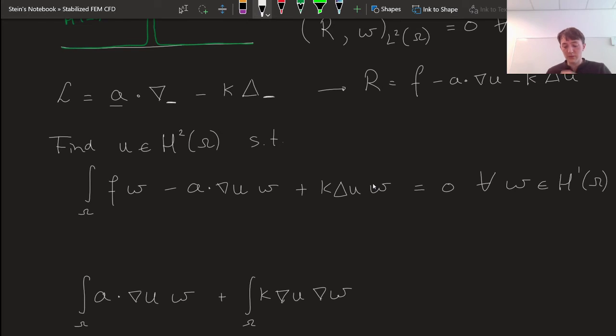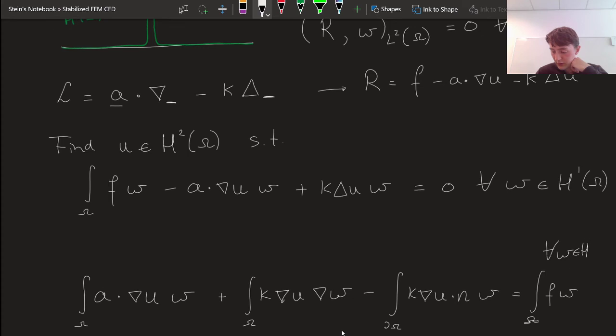I've done integration by parts. This is the kind of derivation that I hope all of you are familiar with. If you're not, then you should really look into that, because I'm not going to go into too much depth of how I go from the statement above to the one below. But I still need one more term for that. It's equal to the integral over the boundary of kappa gradient of u dot n times w. And that's going to be equal to the integral over the volume of f times w. And that still needs to hold for all w in H1.